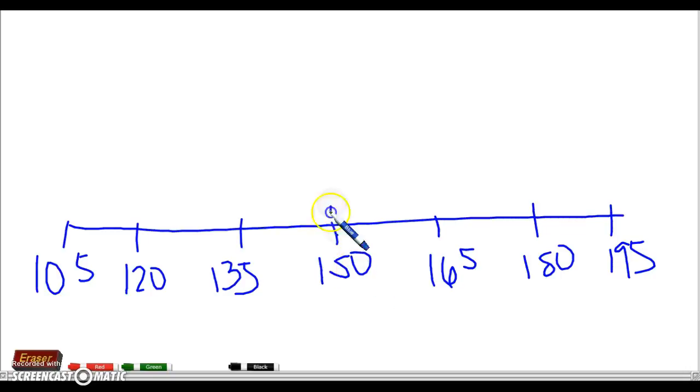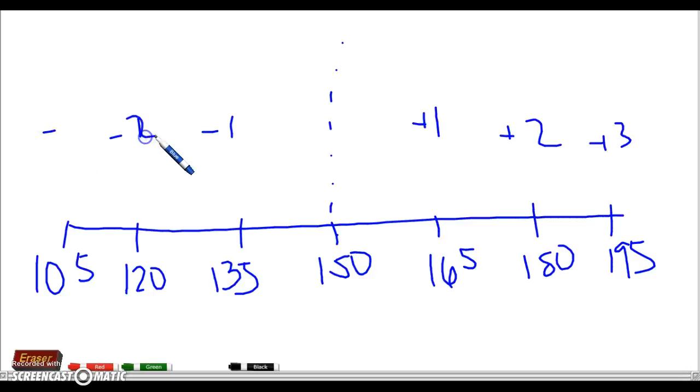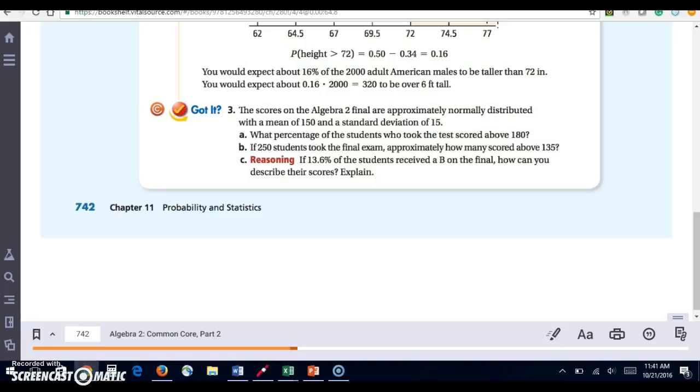Okay, so here's my mean. This is plus 1, plus 2, plus 3. This is minus 1, minus 2, minus 3 of the mean. Okay.